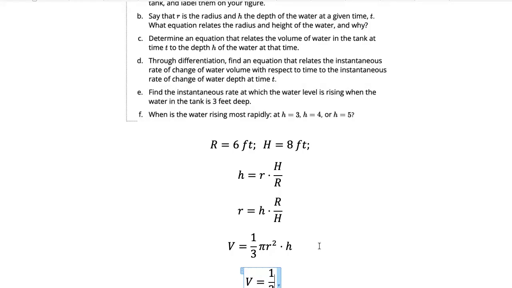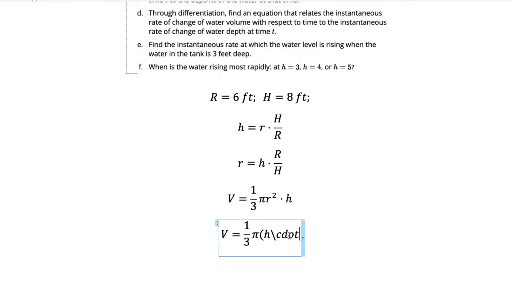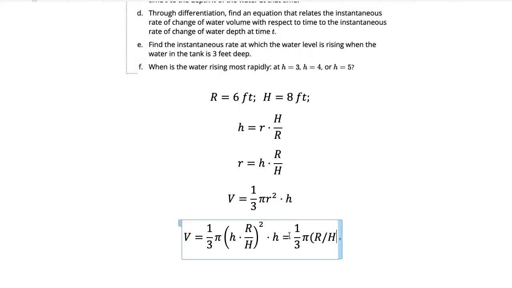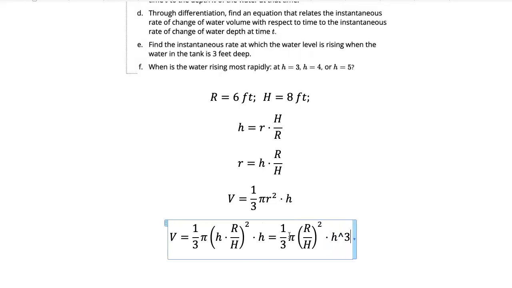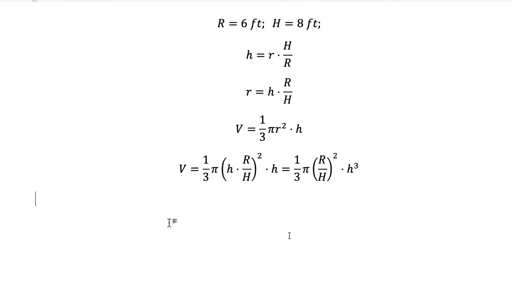And so we can put this in, and we get our volume is 1/3 pi, which is just going to be 1/3 pi r over h squared times h cubed. So the volume goes as h cubed.